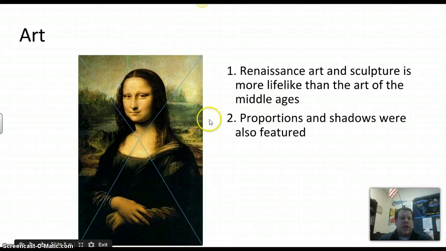Two, proportions and shadows. You see the shadow here underneath the chin, shadow by the eyes, the shadows in the background.